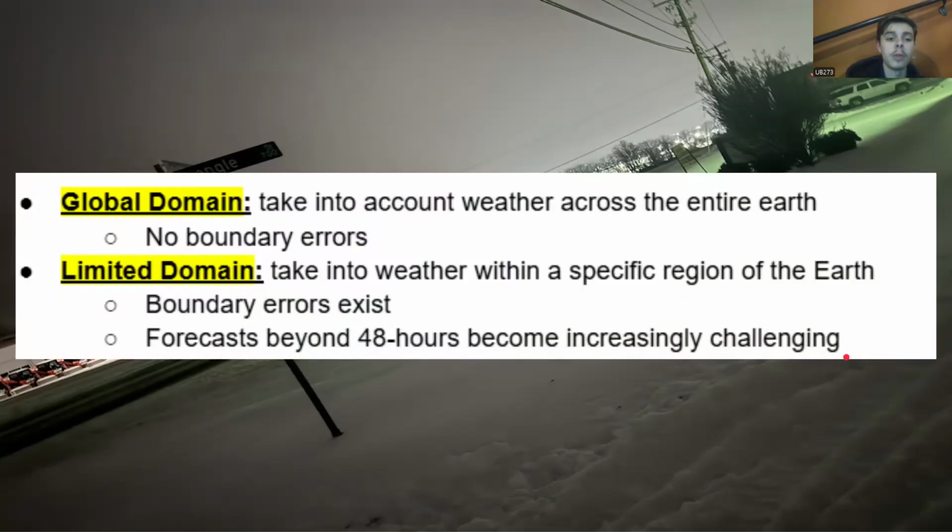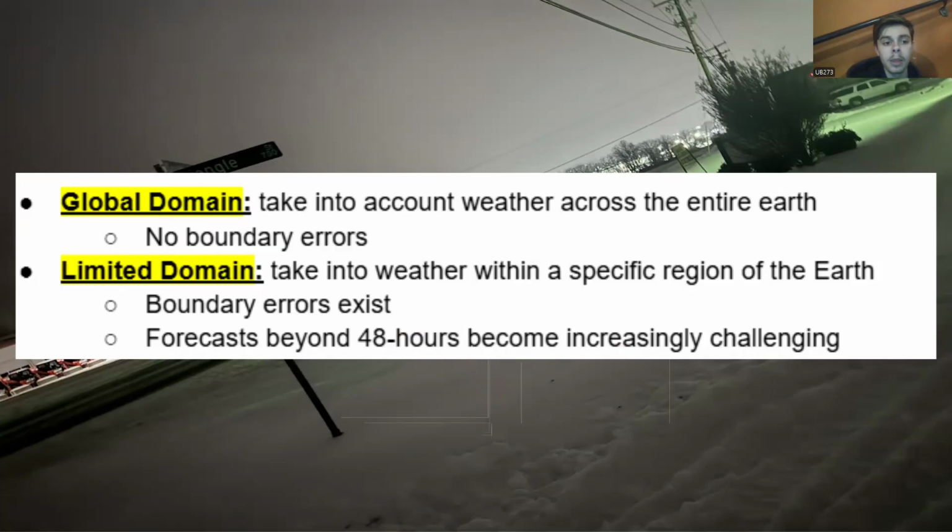Then we have two types of domain. Global domain, which takes into account weather across the entire Earth. There are no boundary errors, and what we mean by boundary error is, in the case of limited domain, it's just a specific region of the Earth. So there's a boundary, and on that boundary we have more inaccuracy than we do in the central part of that region. But that's why there's no boundary errors with global domain, because we're using the entire Earth.